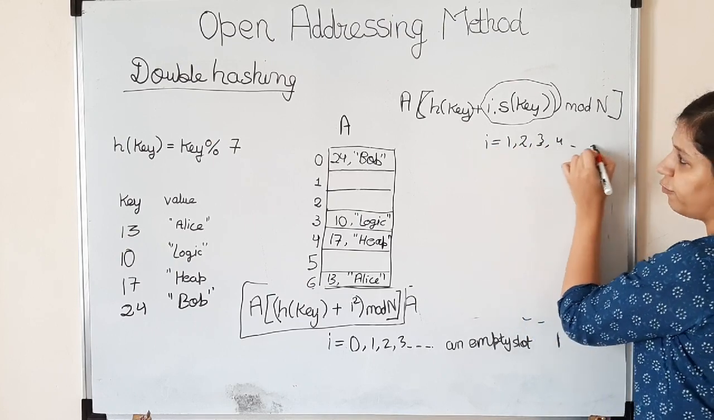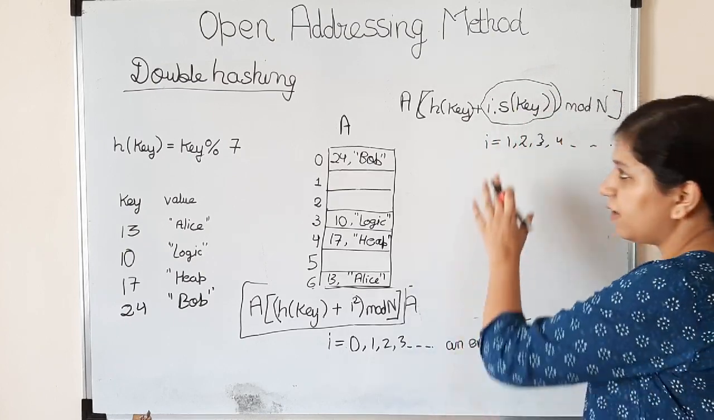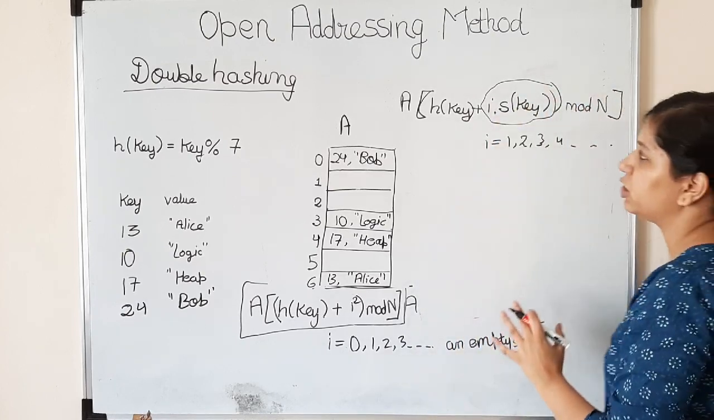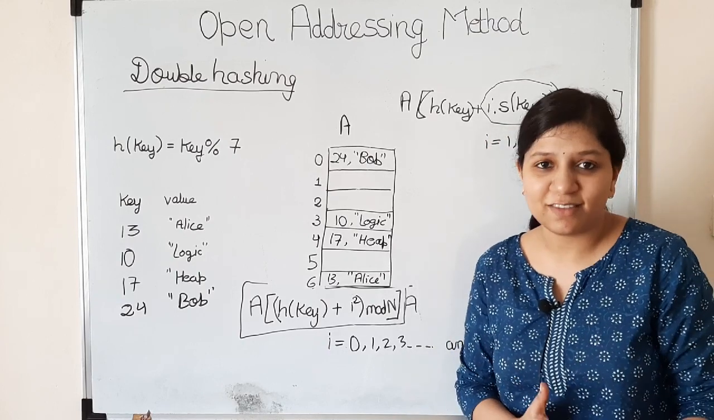Okay, 1, 2, 3, 4, up till you don't find an empty slot. So this is the double hashing. Now why are we using another hash function? Because we want to randomize this thing.